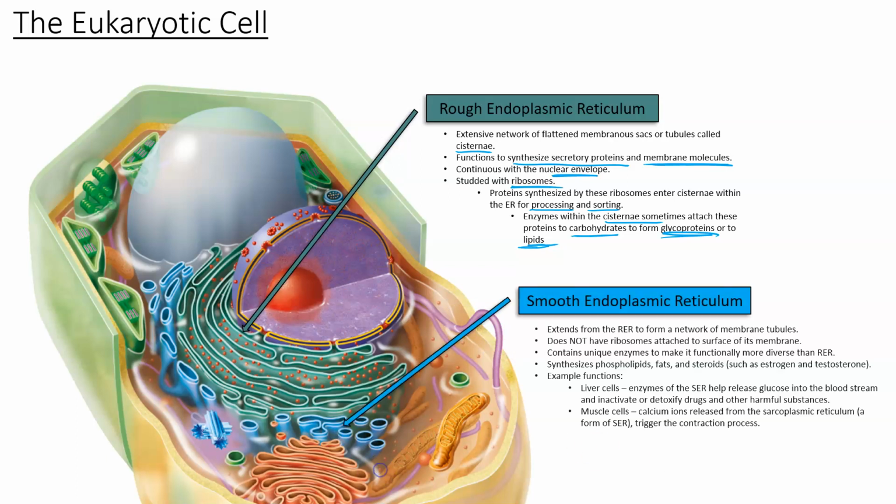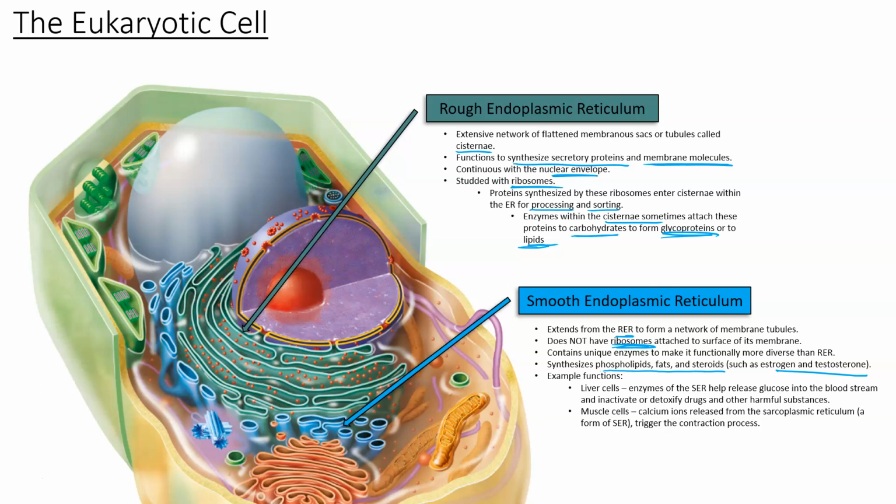The smooth ER is the other division within the endoplasmic reticulum. They are not studded with ribosomes. They do have a slightly different look to them, and that is because while they are continuous from the rough ER, they do not have ribosomes because their job is not to produce proteins. Their job is to synthesize phospholipids, fats, and steroids like estrogen and testosterone in order to help the cell produce other chemicals that the cell needs.